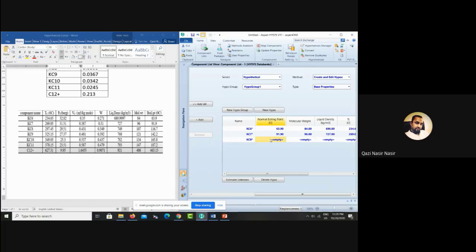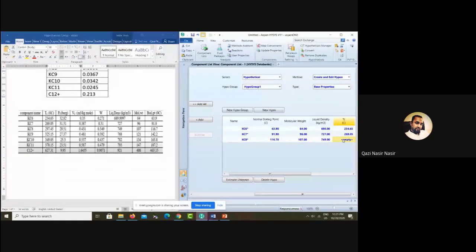This is the situation you normally face in the industry, when you have the components but you don't know the information of the component, but you have the information regarding its properties. In that case, you need to know how to use the properties. This is how you can use it. Molecular weight is 107. Liquid density is 749.